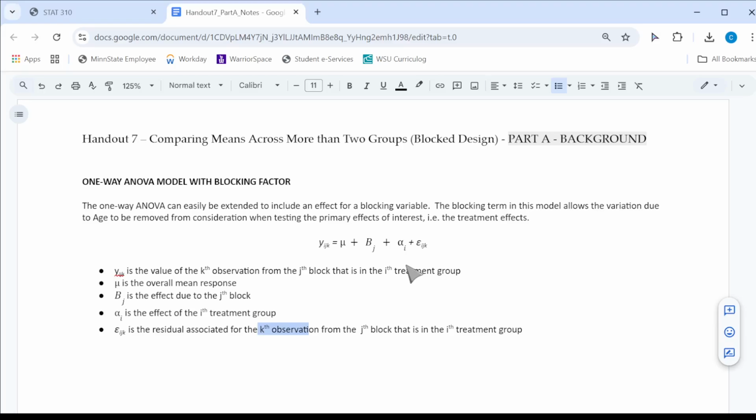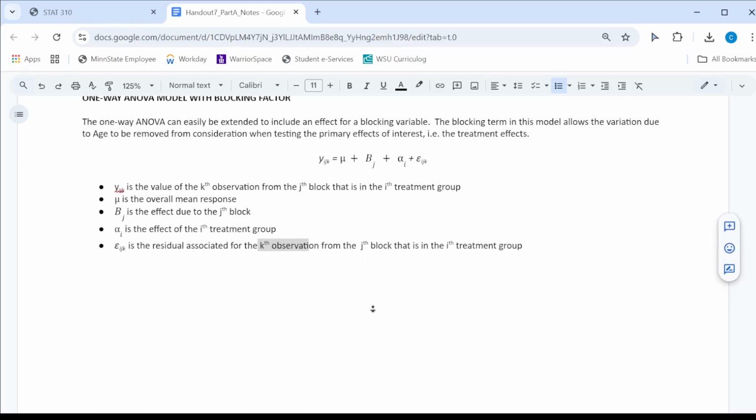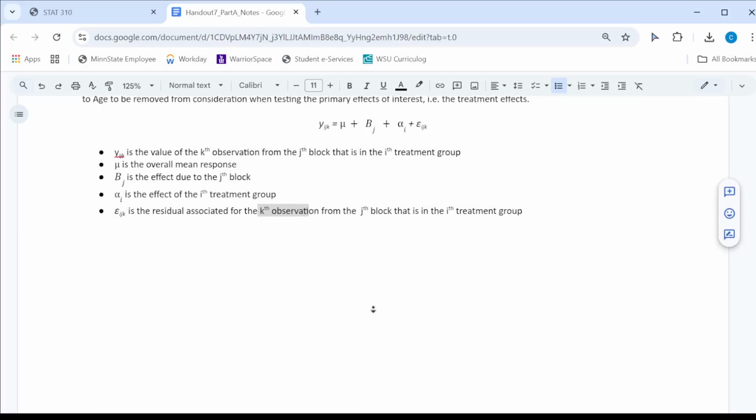In the example that we presented up above, there was only 1 subject in each treatment block combination. So K would be 1 if I were to write out that model for the data that we had up above. It would always be 1 because I only ever had 1 replicate for each block treatment combination.